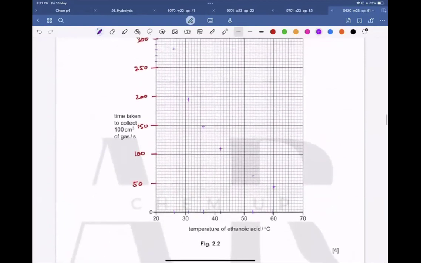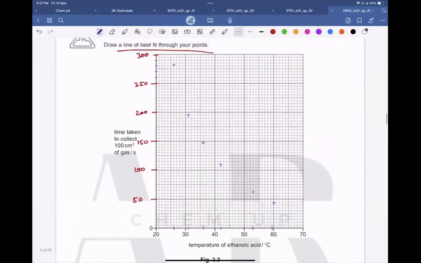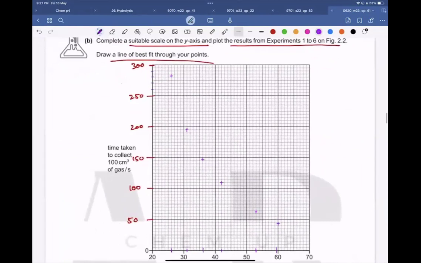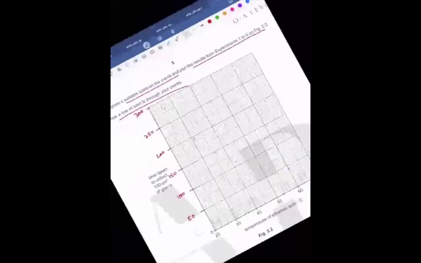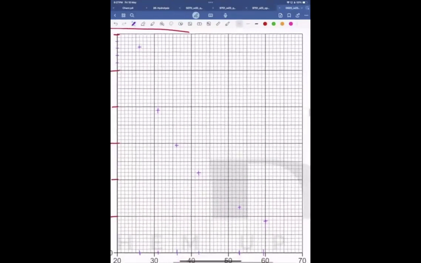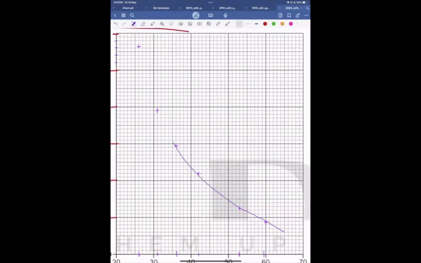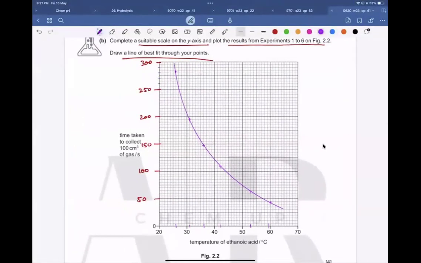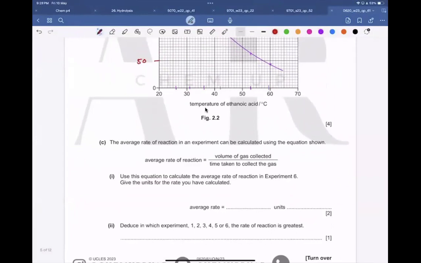Now what they are saying? Best fit line. So see, this is how we are getting the best fit line. All the points are on that curve, right? Okay. Now, the average rate of an experiment can be calculated using the equation: average rate equals the volume of gas collected over time taken to collect the gas. Use this equation to calculate the average rate in experiment 3. Give your answer to the rate you have calculated.